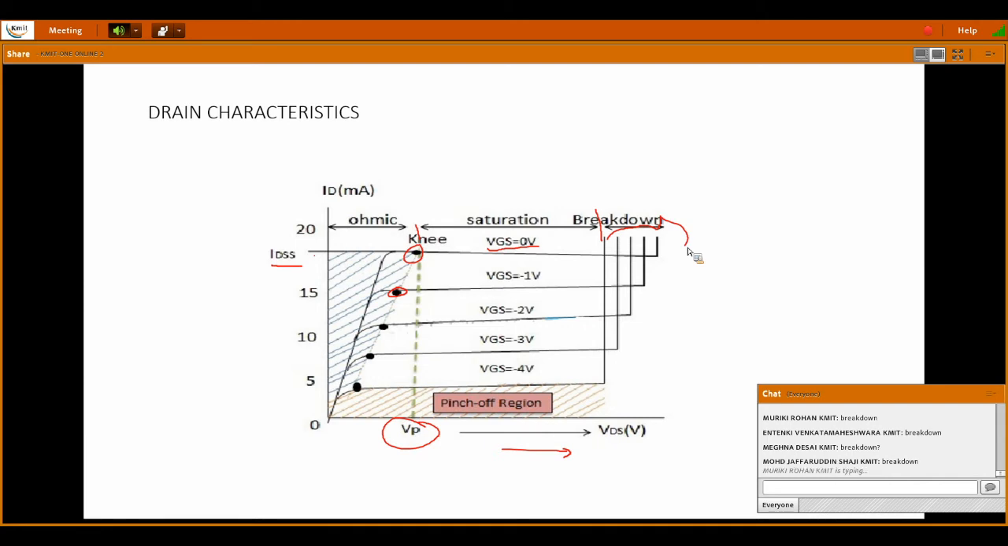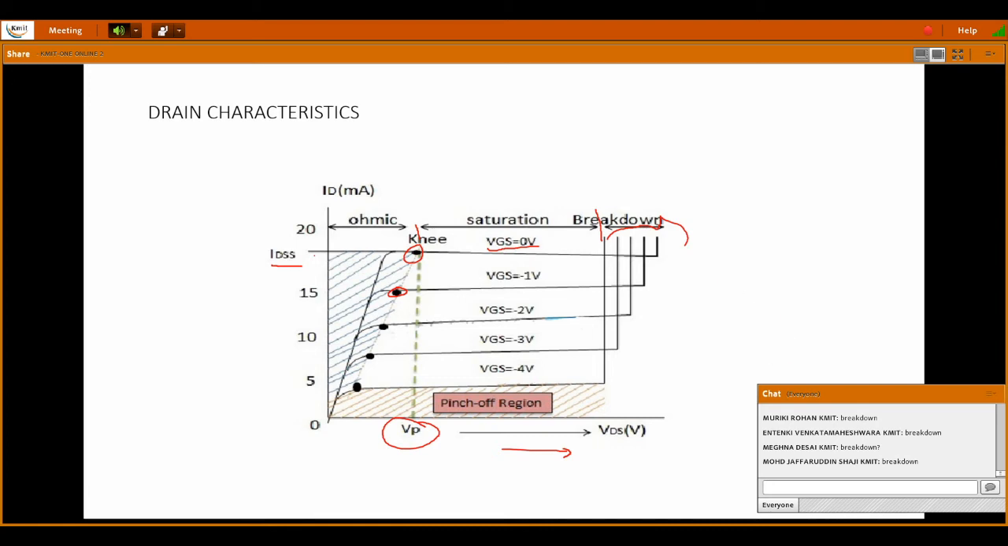What is pinch off region, pinch off voltage, pinch off point? At pinch off, the current will be high and it is maintained constant beyond the pinch off region, and that current is called IDSS, the drain to source saturation current, and that region is nothing but the saturation region, which you can see on the graph.